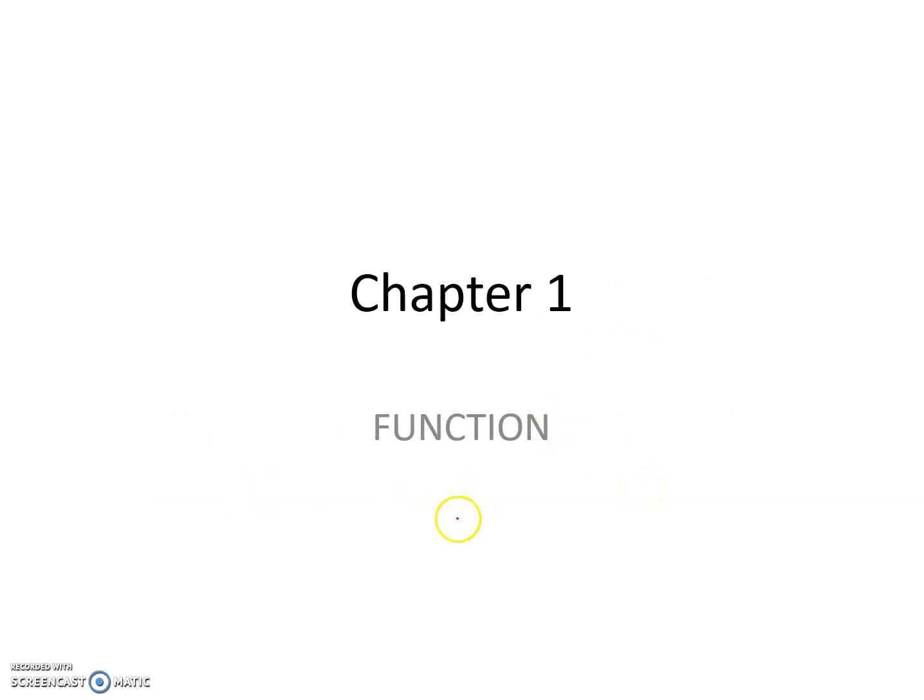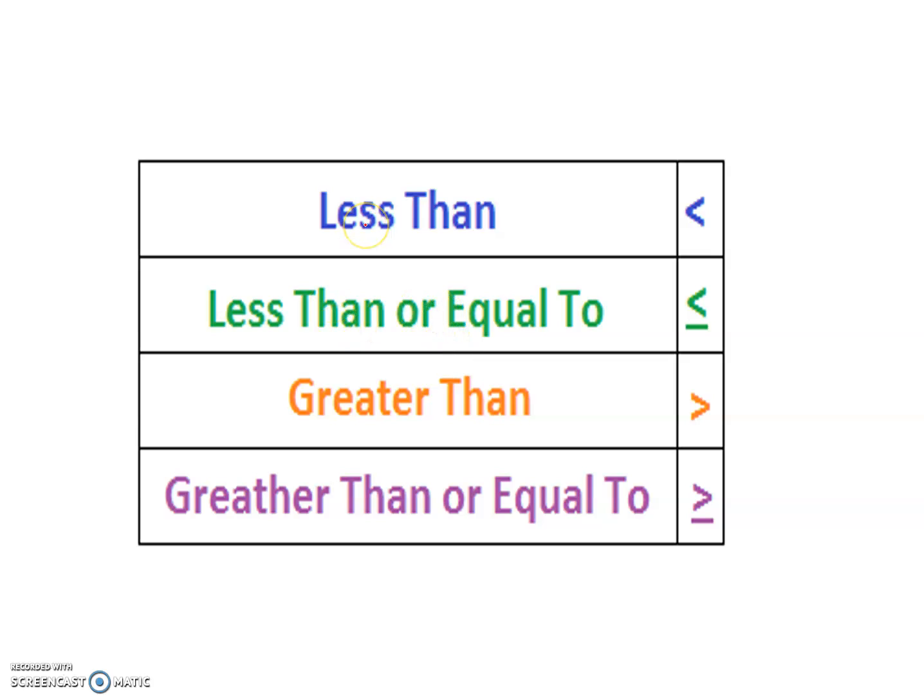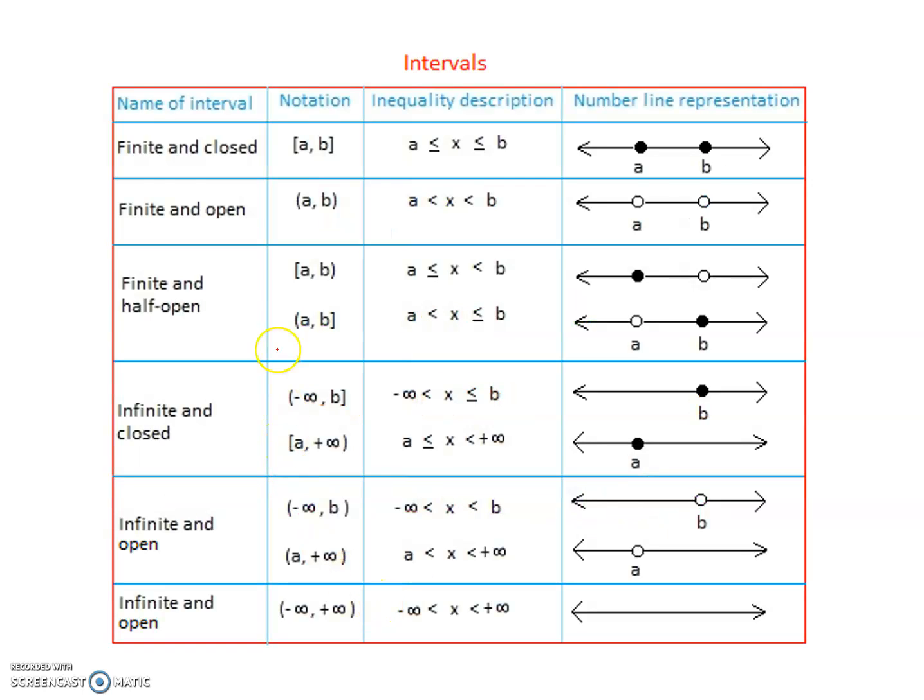Chapter 1: Function. In this chapter, we have to use the most common mathematical symbols, that is, less than or equal to, greater than or equal to. Name of the interval, notation, inequality description, number line representation. Finite and closed: it is [A, B], that is, the closed bracket is used.